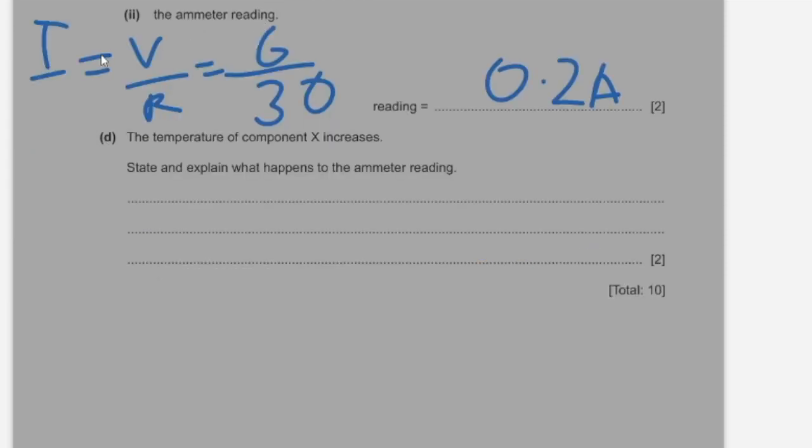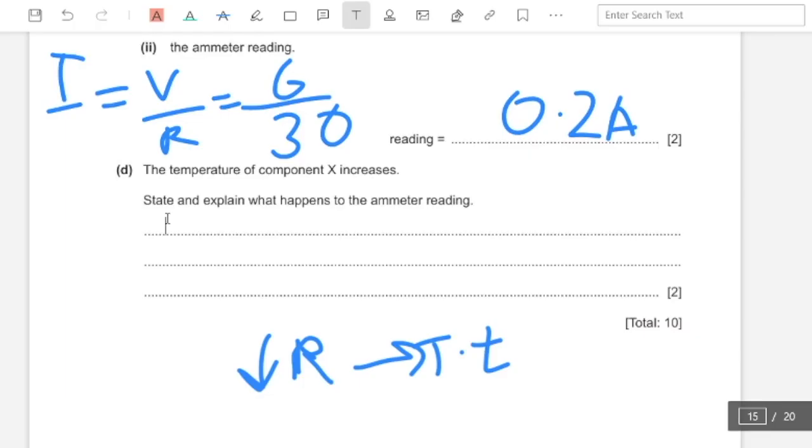D. The temperature of component X increases. State and explain what happens to the ammeter reading. So if the temperature of X, that is the thermistor, increases, that should mean the resistance is decreasing, since resistance and temperature in a thermistor are inversely proportional to each other. So if the resistance of the thermistor decreases, that means the total resistance also decreases, which in turn increases the current of the circuit, and that also means that the current reading in the ammeter increases.